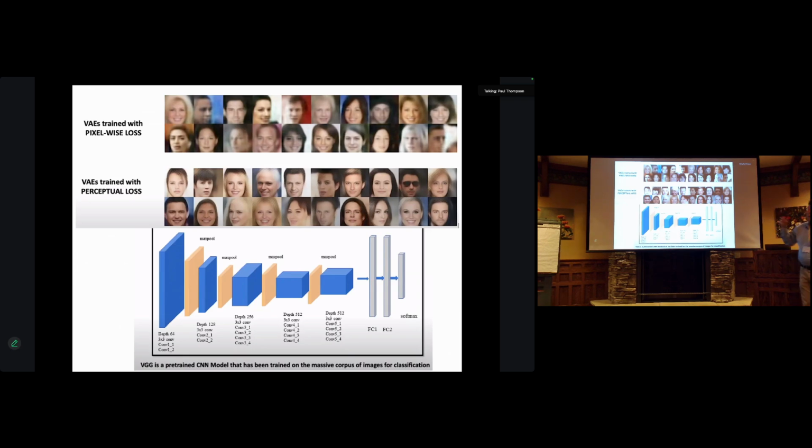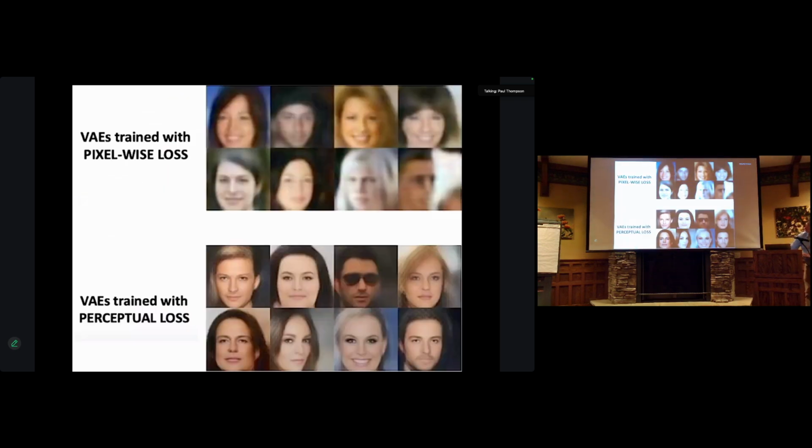But the VAEs trained with this added perceptual loss, look, you can't really do hair. I don't know, this person has see-through hair. But it does faces really well. So you can see the difference. The standard VAE versus the VAEs trained with perceptual loss, they look like people.